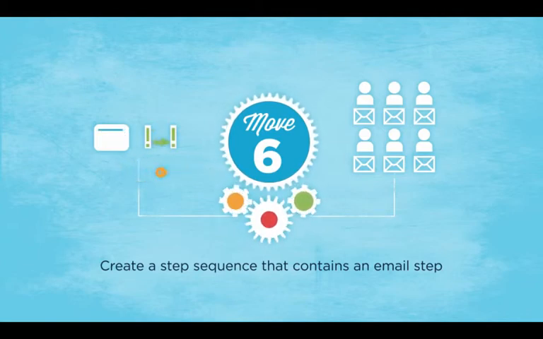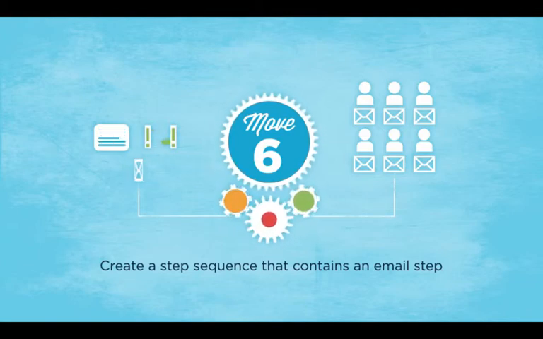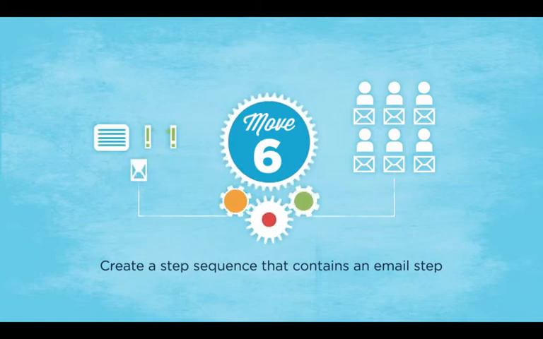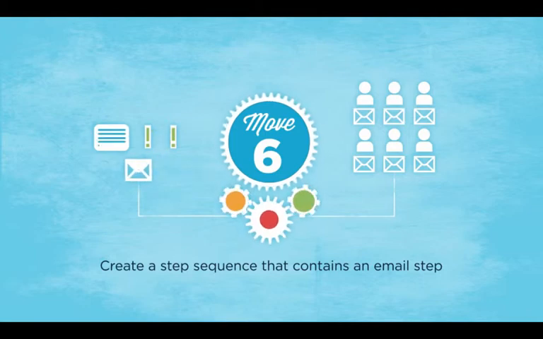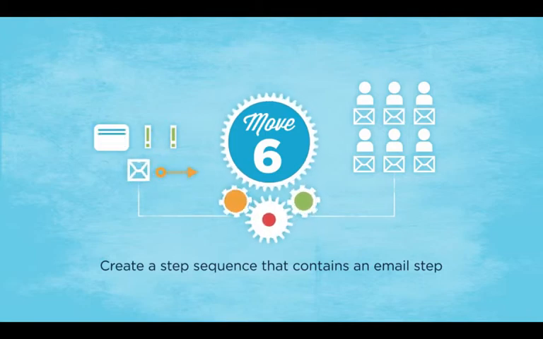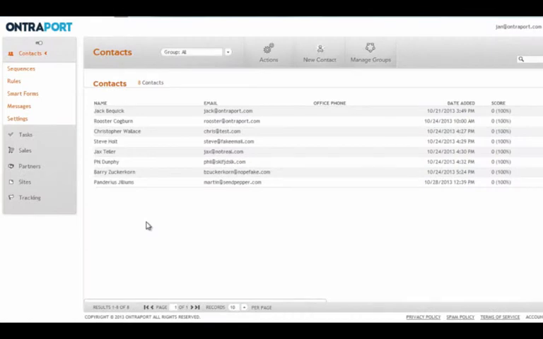You can have it send just one email or many emails over a scheduled period. This is your first venture into Ontraport's powerful automation engine, and you'll use sequences to make it happen. In this move, you're going to learn how to create a basic sequence that will send a single email automatically. Let me show you how.